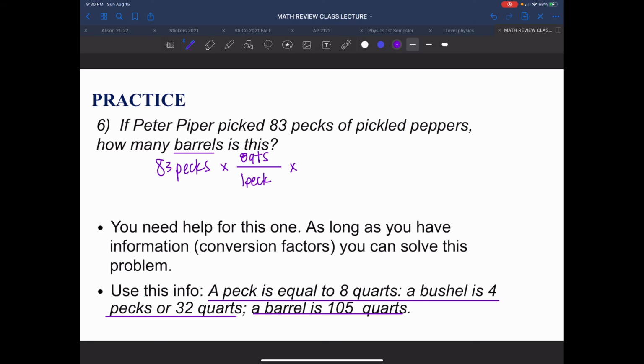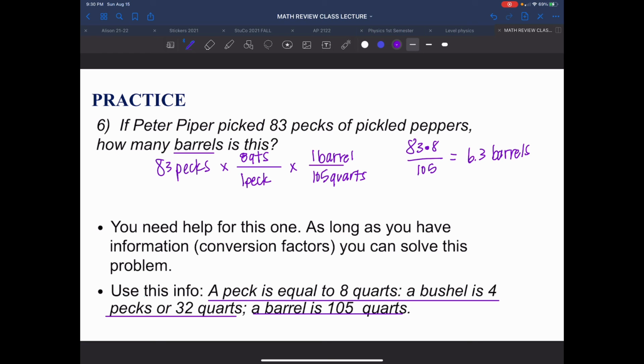Okay, and then 105 quarts is 1 barrel. All right, 83 times 8 divided by 105. We get 6.3 barrels.